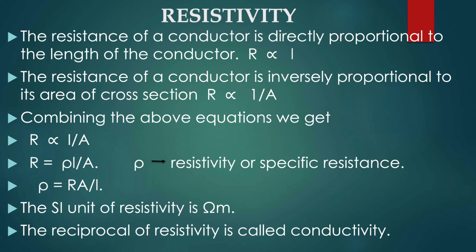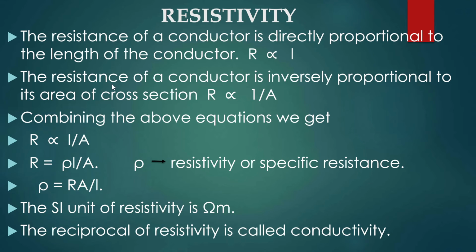Coming to resistivity. What is resistivity? We know the various factors on which resistance depends. The first factor is the length of the conductor. The resistance of a conductor is directly proportional to the length of the conductor. If we represent resistance by R and length by L, then R is proportional to L. This is L, children, right?